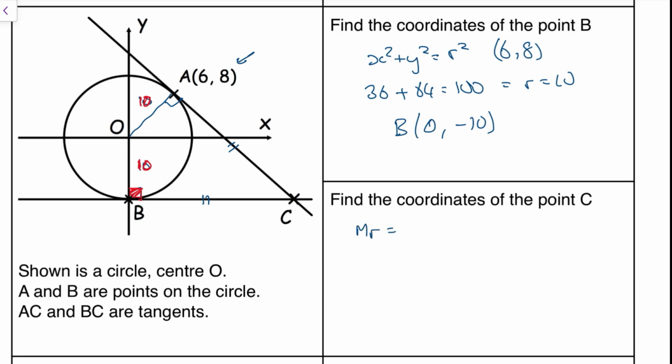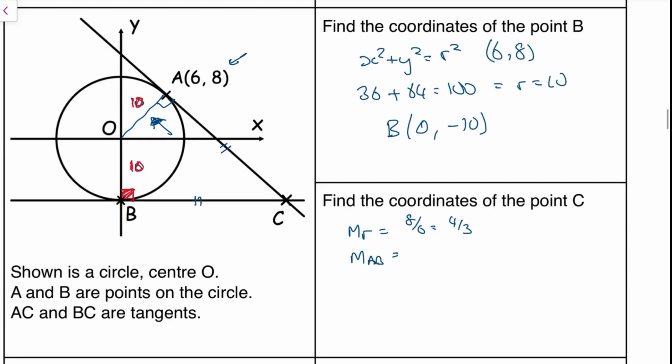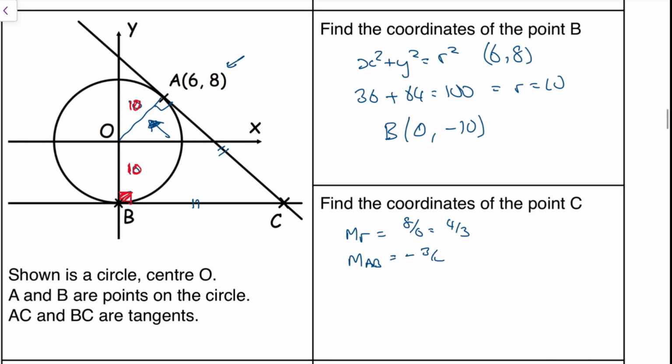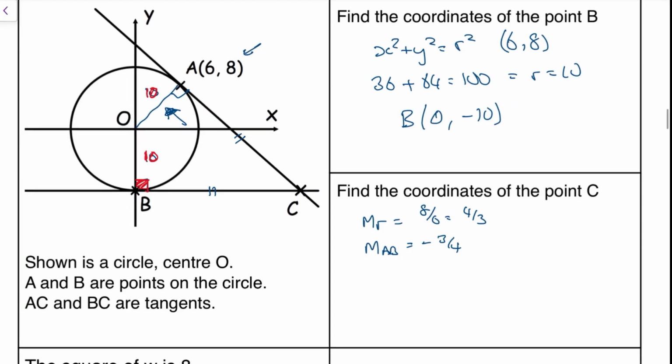So I know the gradient of the radius is 8 over 6, which is 4 over 3, which means I know the gradient of AC, which is a tangent to it. So why drawing the right angle is really helpful is because it triggered in my mind that the gradient is minus 3 over 4, which means I know the equation of line AC is y is equal to minus 3 over 4 x plus c.